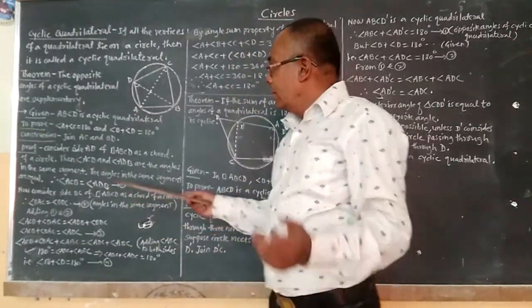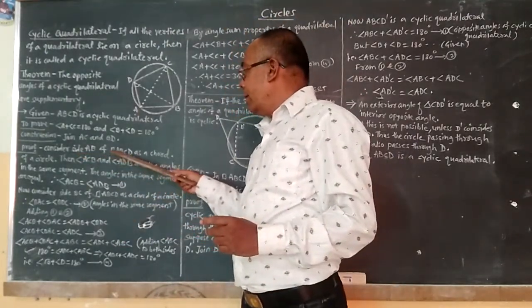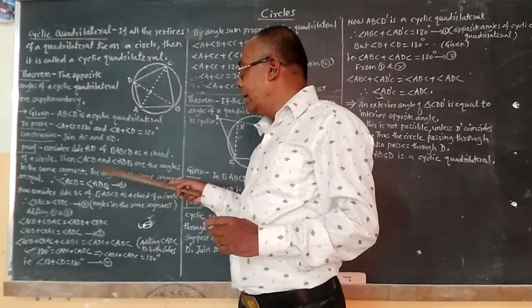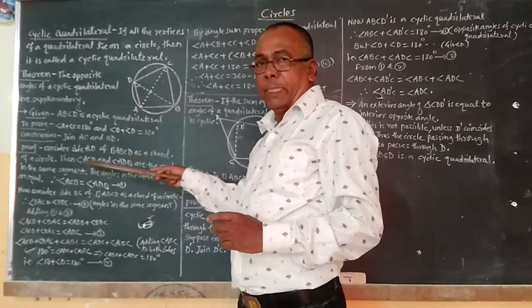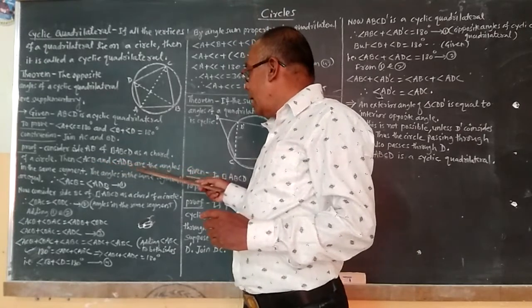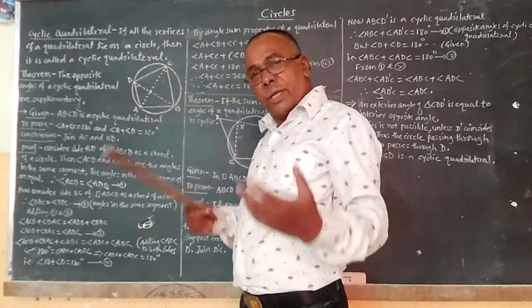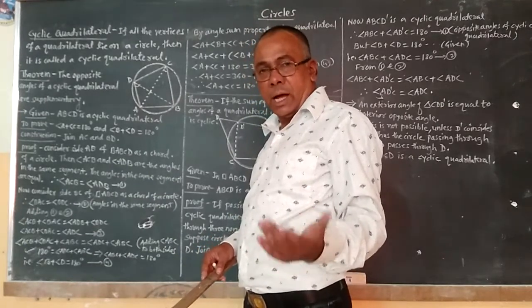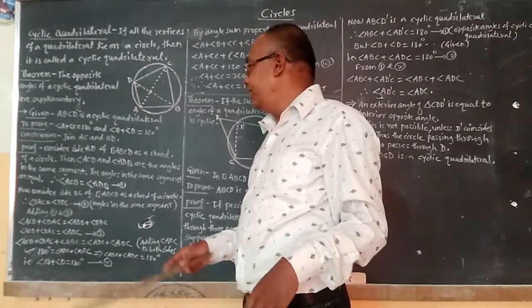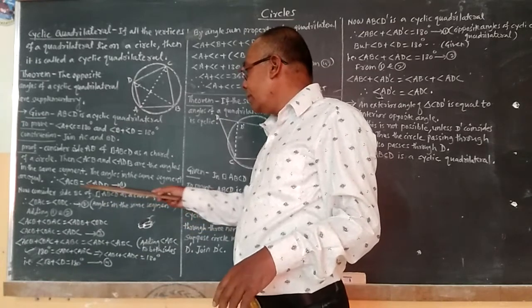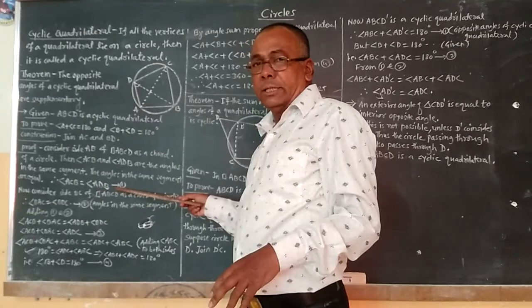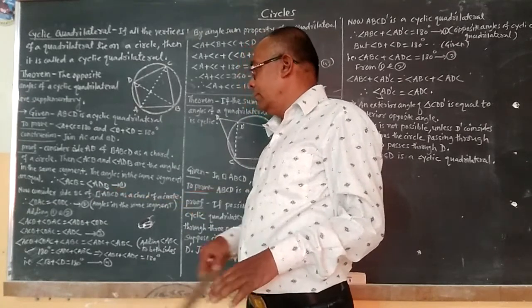Here consider side AB of quadrilateral ABCD as the chord of the circle. Then angle ACB and angle ADB are the angles in the same segment, and we know that the angles in the same segment are equal in measure, and therefore angle ACB equals angle ADB, and that is equation number 1.